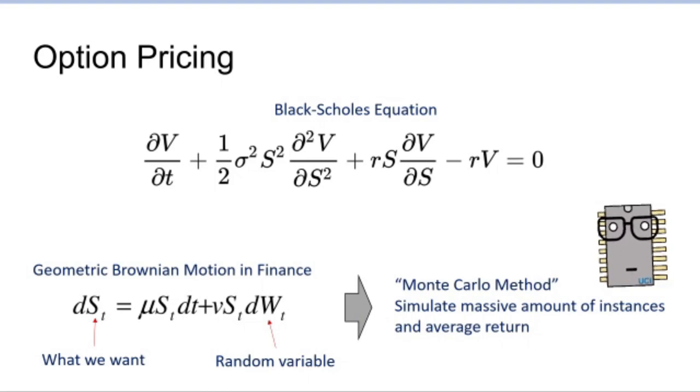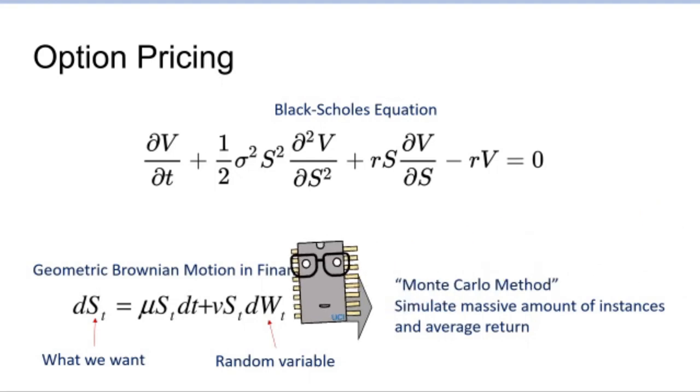For those of you who aren't aware, the Monte Carlo method is a way of getting a statistical overview of a system by simulating a massive amount of instances and averaging the return, or looking at the statistical distribution of these things. Because there's a random variable that decides the actual cost of this asset as time goes on.